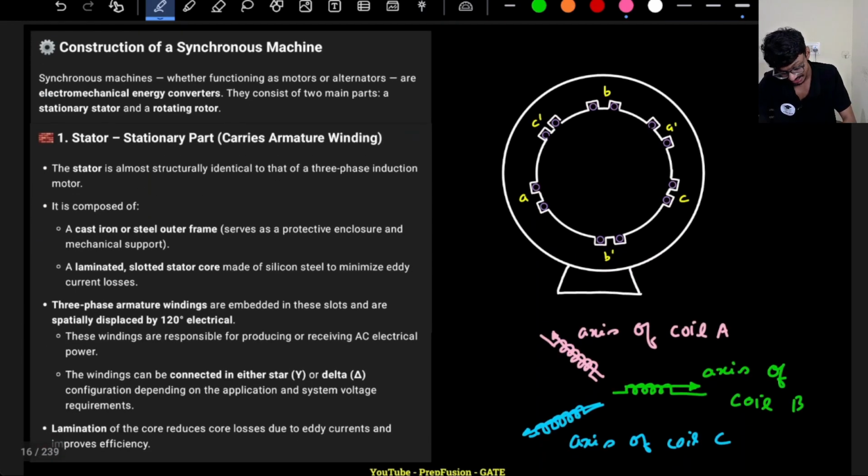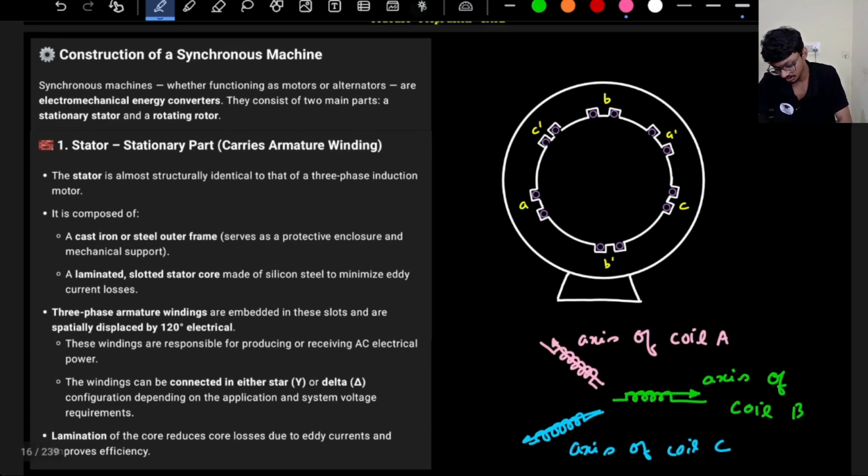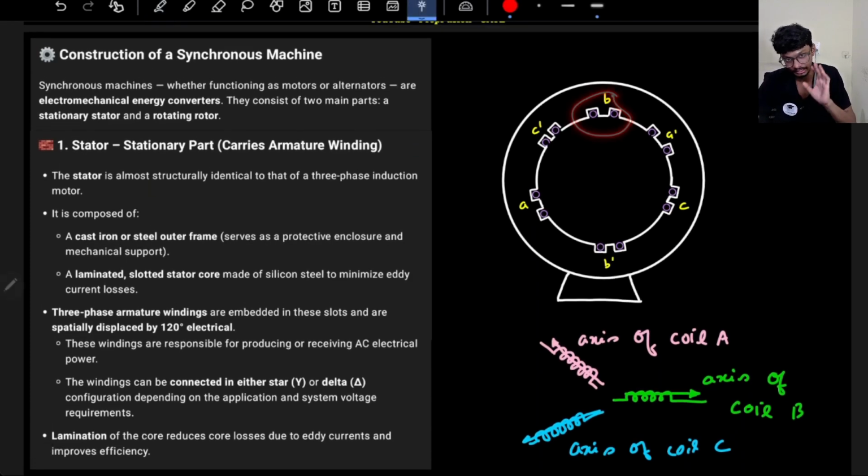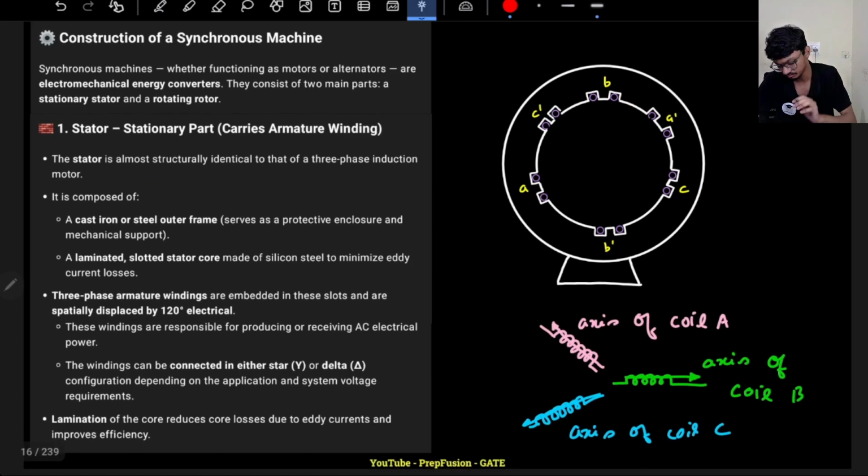So the construction I will go through a bit. Construction of synchronous machine. I will go into the winding types later at the end, but briefly, everything will be similar. Here I will have a stator, I will have a rotor, and then I will have a frame, all those things. I'm not going into those things right now. I'm just interested in the stator side and the rotor side.